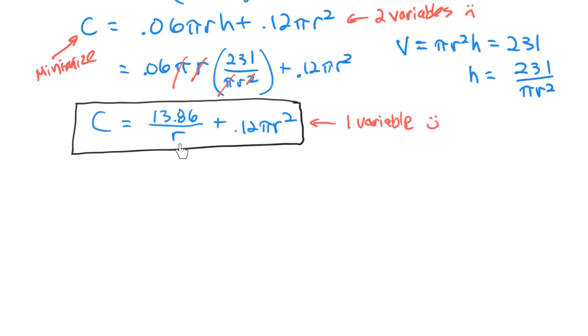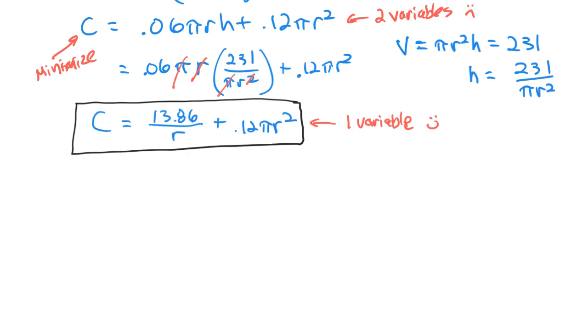And I'm going to just kind of ignore the endpoints. The endpoints are like weird areas where r could be 0, or r could be the maximum value it could be, but the minimums or the maximums are not going to occur there. They're going to occur in applied problems at the critical numbers. So let's find those critical numbers. In other words, let's take the derivative and set it equal to 0.